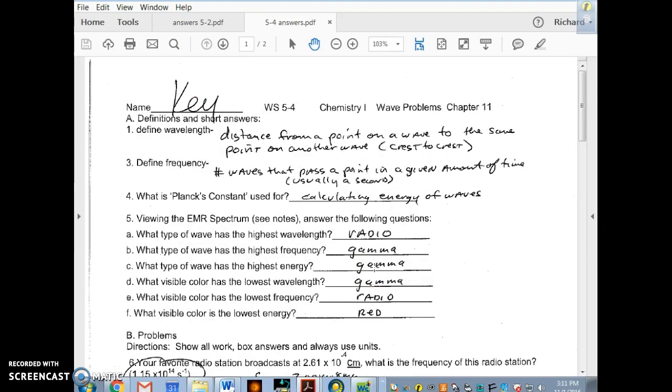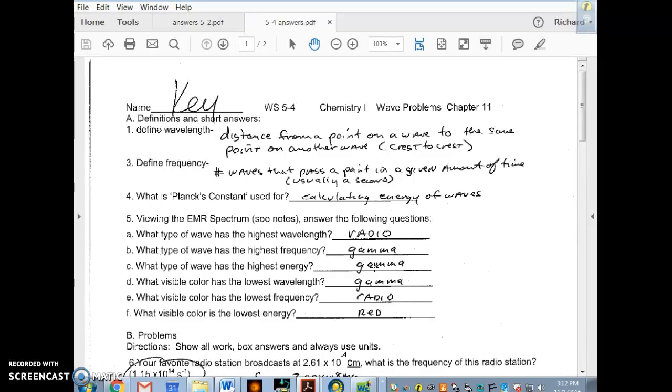If you'll look at it, first off, wavelength: the distance from some point on a wave to the same point on the next wave. Most people usually use crest to crest. I'm okay with that. Frequency: the number of waves that pass a point in a given amount of time. Usually a second is the amount of time. You could do waves per minute or waves per hour, but that'd be really slow waves. You're never going to talk about that with electromagnetic radiation. It's always going to be in waves per second. Planck's constant is used to calculate the energy of a wave.